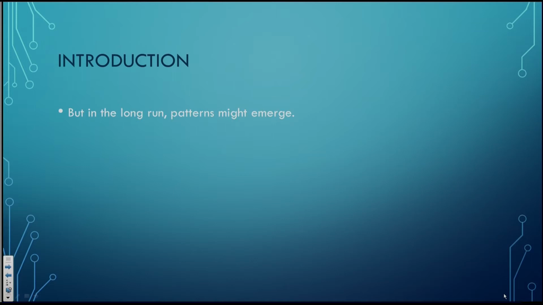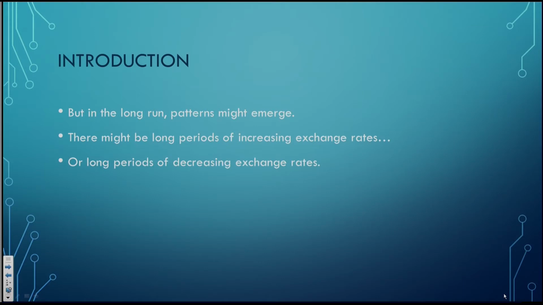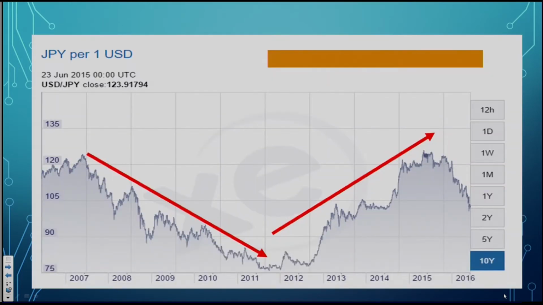But in the long run, patterns might emerge, and there might be long periods of increasing exchange rates, or we might see long periods of decreasing exchange rates. So you know what graph I'm going to show you next, right? We're going to look at the same exchange rate, the Japanese yen to the US dollar, and you do see these long periods of both increases and decreases.